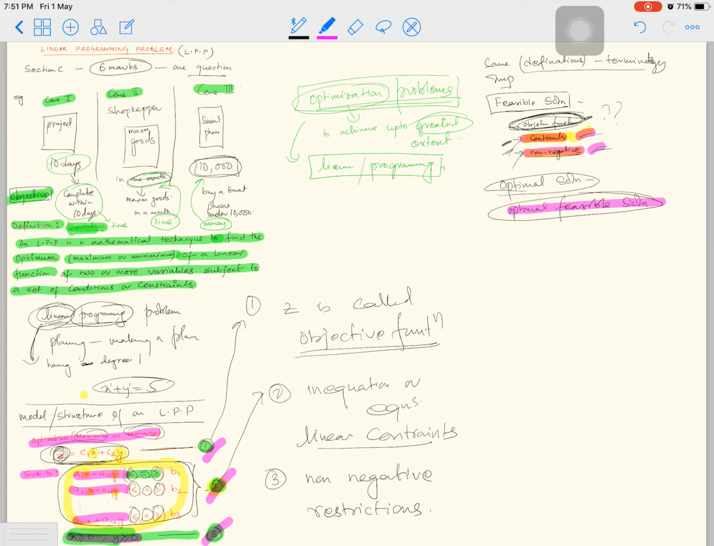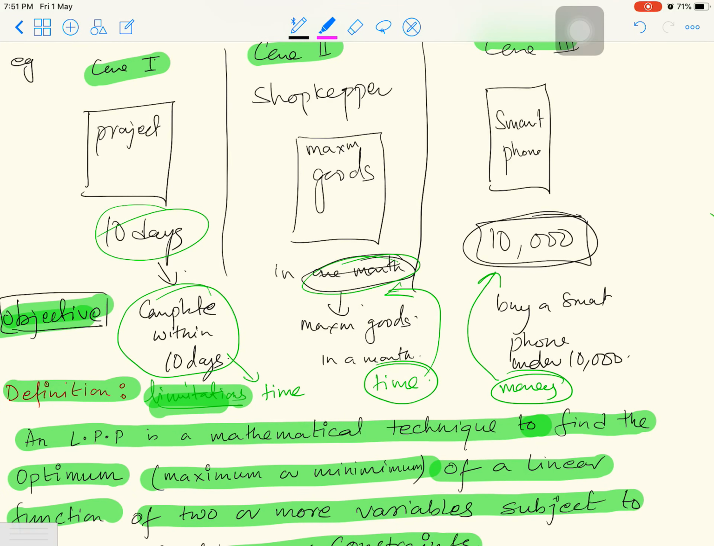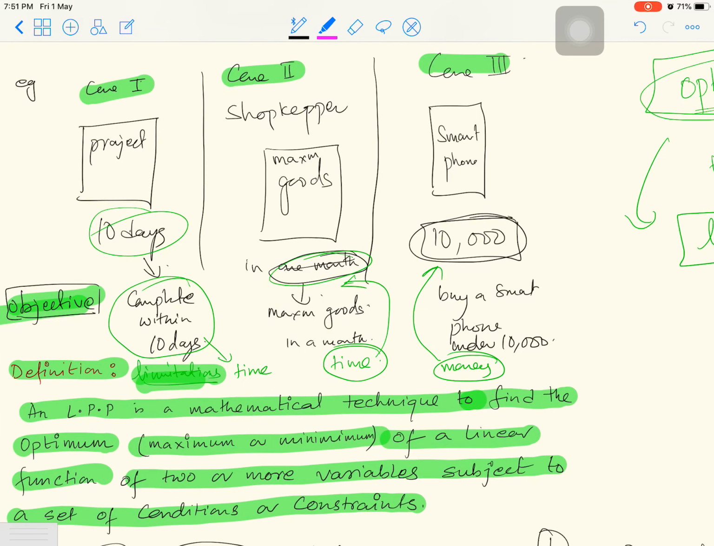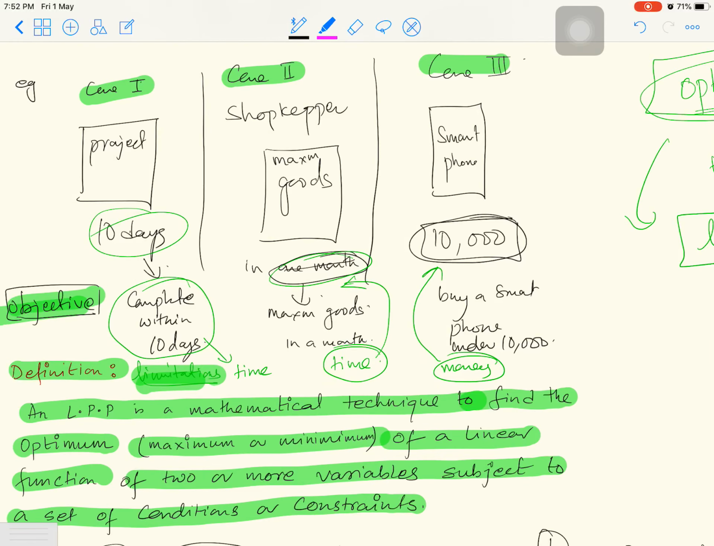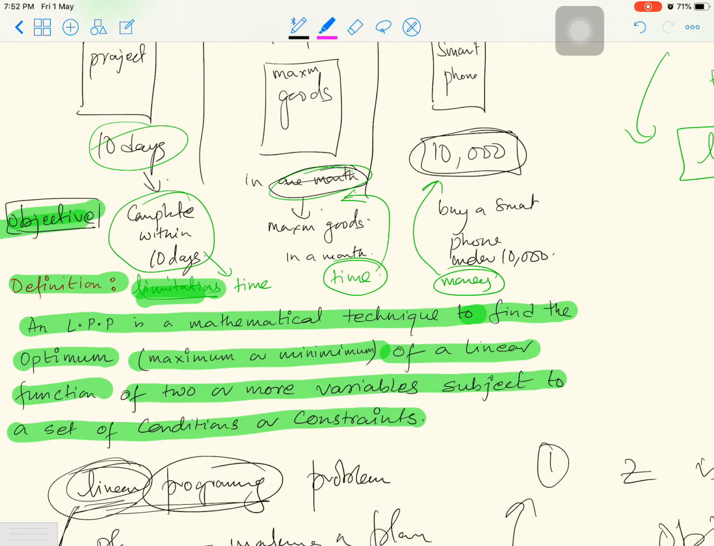A quick recap: a linear programming problem is a mathematical technique which helps us solve target-based problems, like I have shown you here: completing a project in 10 days, selling maximum amount of goods in a month, buying a smartphone within 10,000. These are target-based situations because there are restrictions in the problem. What is the restriction in the first one? Time. Second one, time. The third one, money. If these scenarios can be turned into mathematical problems, what would be the method to solve them? Linear programming. We would use linear programming to achieve maximum output, or we say to optimize.